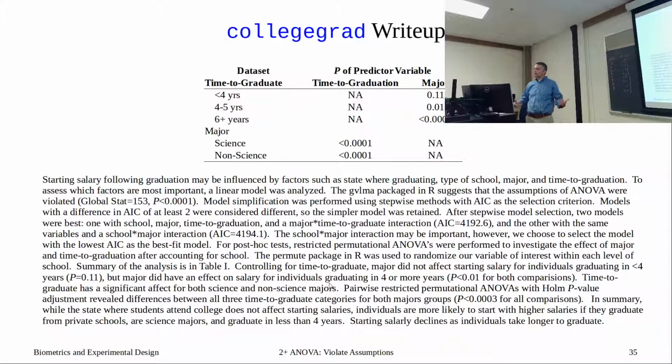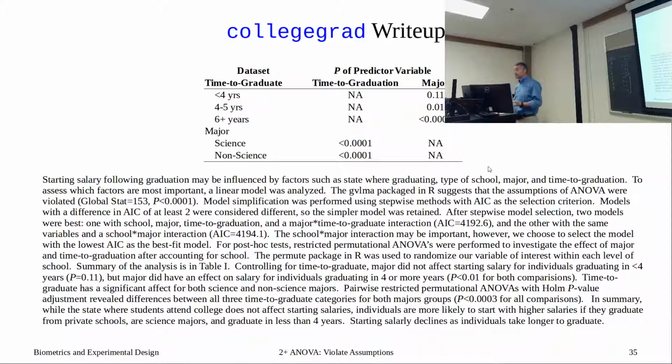Here's our Table 1. Now, I could go ahead and say this in the text, but for a thesis you're going to probably want to do something like this. It condenses everything so that readers can look at it and say, okay, I can see that. For the data set, we subset by time to graduation. Less than 4 years, major is a significant predictor. 4 to 5 years, major is a significant predictor. 6+ years, major is a significant predictor. For science and non-science, it's not. This is 0.1, not a significant predictor. The table says everything, but I'm also going to repeat it in the text.